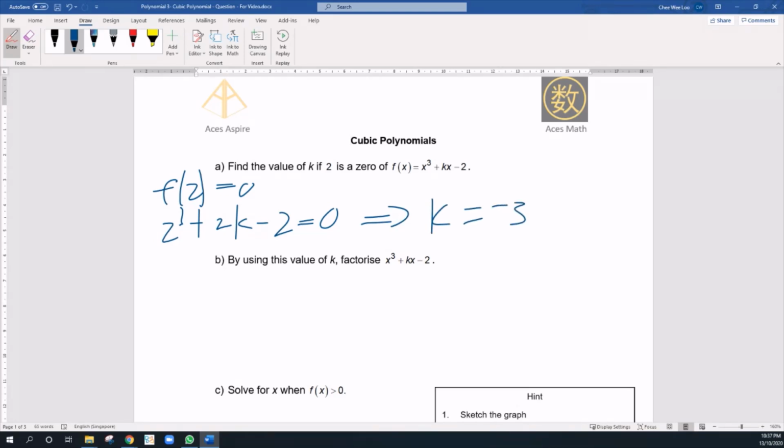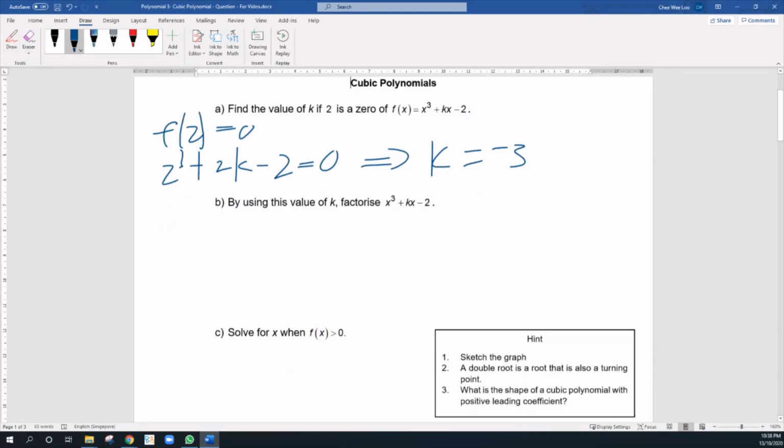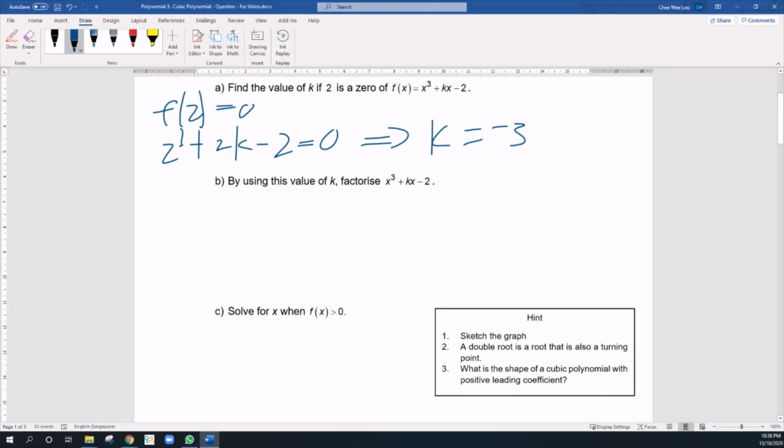Now, if you are still unsure about factor theorem, I do recommend you to revisit the video 2 weeks ago. Now, for part B, it's a question on long division, covered in the previous video too. So, to factorize the cubic polynomial, we will execute a long division.